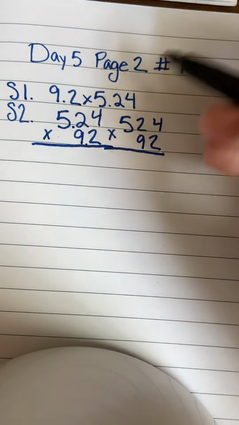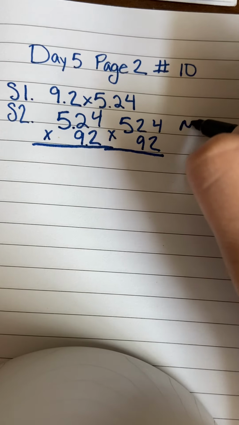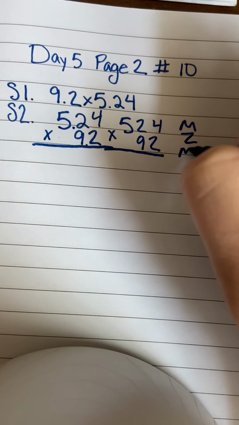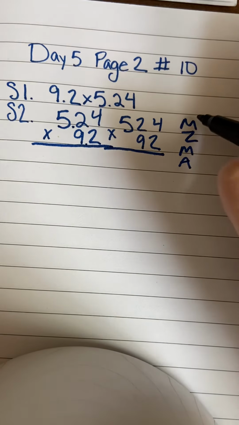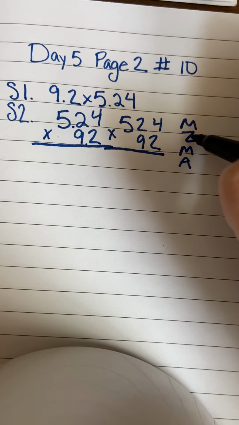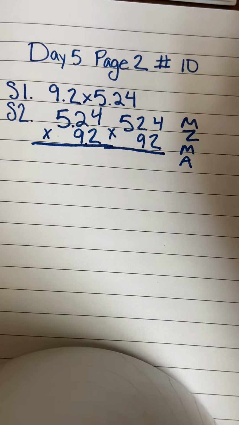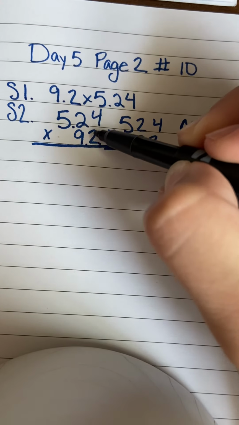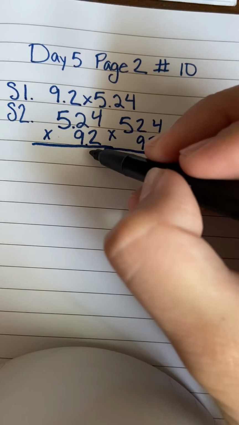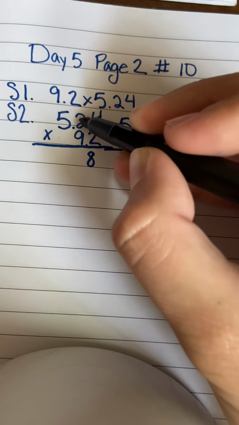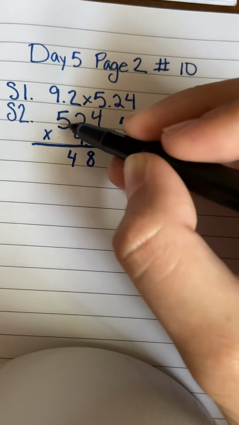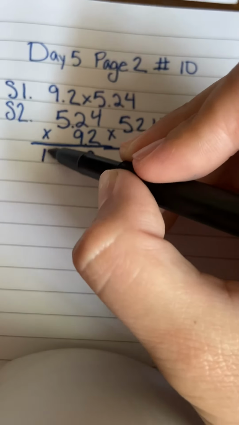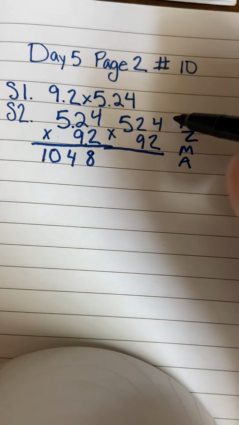So I'm going to start with the ones place. And if it's helpful for you, you can write a MZMA, which stands for multiply, zero, multiply, add, or many zoos, many animals. That was our little memory trick that we learned. Starting with the ones place, multiply the ones place first. 2 times 4 is 8. 2 times 2 is 4, and 5 times 2 is 10. I've ignored the decimals. We've done M, multiply the ones place.